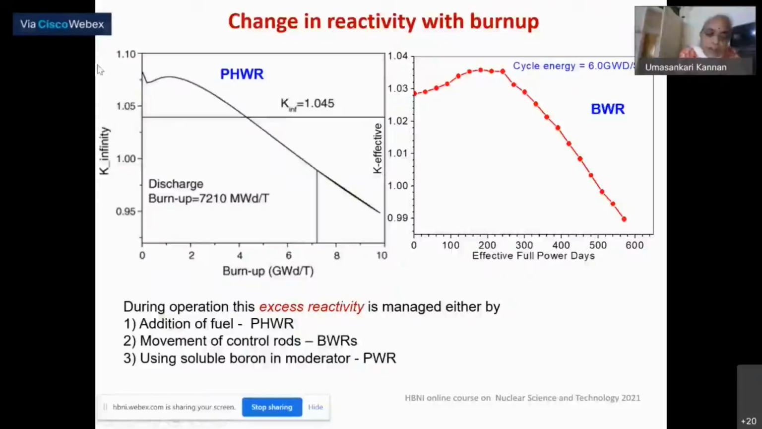Now, after we do all these things, what we have to get is basically the reactivity as a function of burn-up or the operating stage of the reactor. So here I have plotted for PHWR. This is the reactivity as a function of time. So you can see the discharge burn-up is about 7,000 megawatt day per ton or so. Here at the discharge burn-up, the K infinity is 1.045, or K effective will be less than 1. And thereby you have to refuel the reactor from this point.